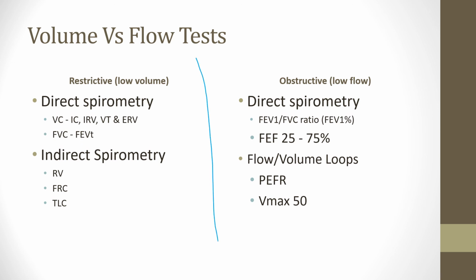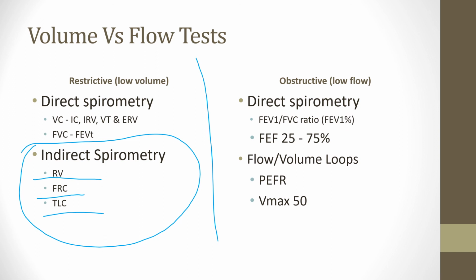All right, so when we're looking at volume test versus flow test, I told you need to look at the difference between the two. Volume test, we can use direct spirometry, which looks at vital capacity, inspiratory capacity, inspiratory reserve volume, tidal volume, ERV, forced vital capacity. Or we can do indirect spirometry, where we calculate their residual volume, their FRC, and their TLC. These things cannot be directly measured. That's why they're indirect. In fact, they're just calculated from subtracting. So if I put someone in a body box and I take their total lung capacity minus their vital capacity, it will give me their residual volume. So these are calculated, not usually directly measured with how we do it.